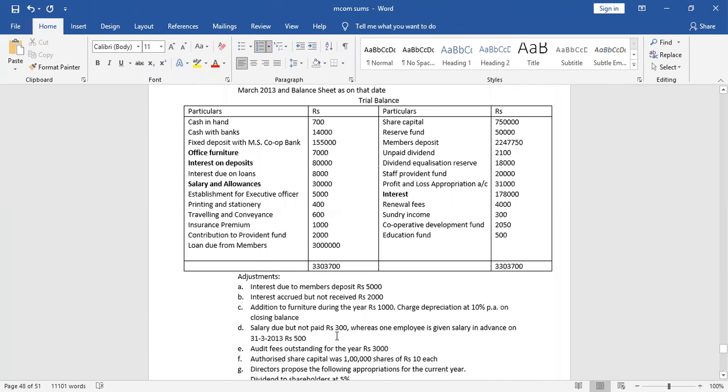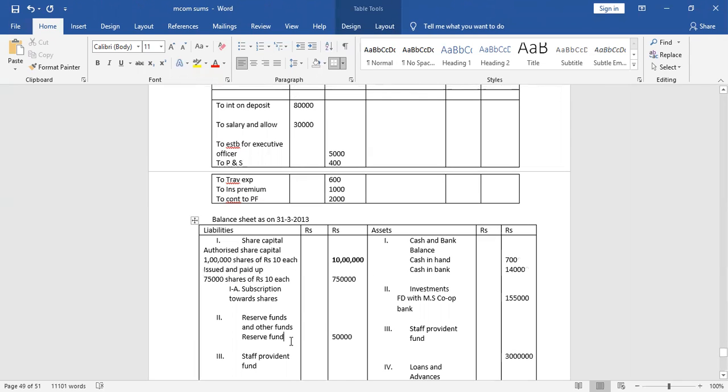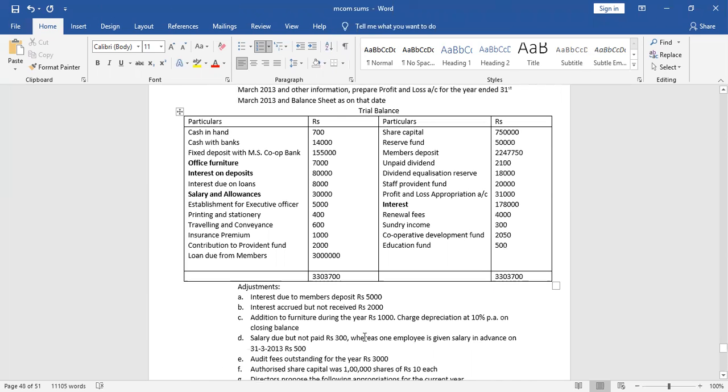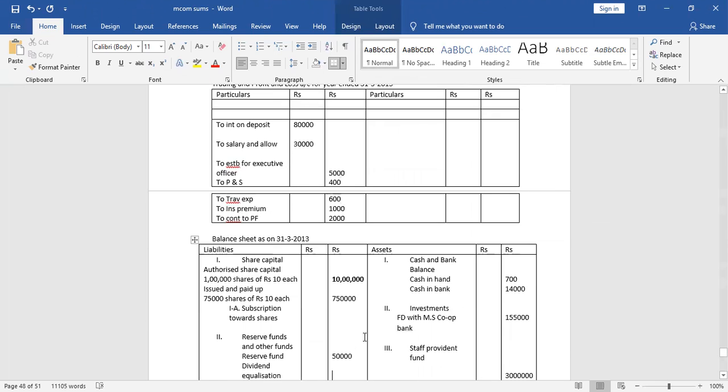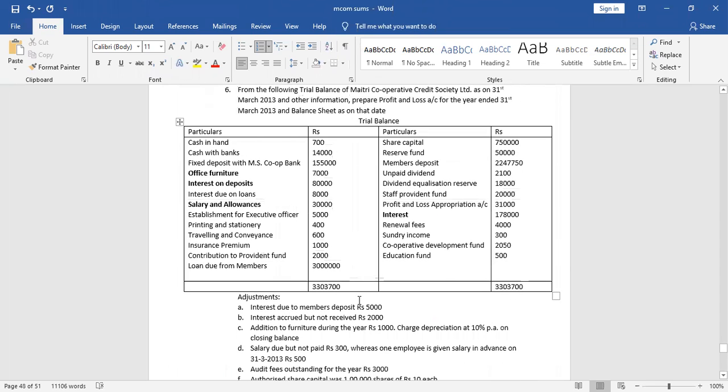Then we have dividend equalization reserve 18,000. Dividend equalization reserve. So I will write here dividend equalization reserve 18,000. Then we have staff provident fund 20,000. We will write staff provident fund 20,000. Then we have profit and loss appropriation account 31,000.